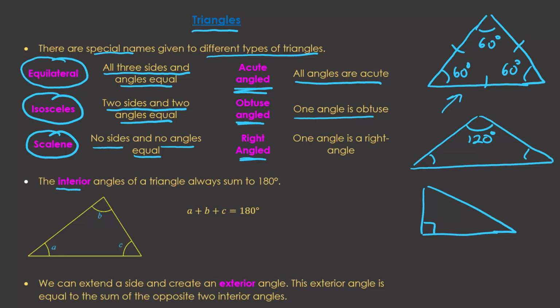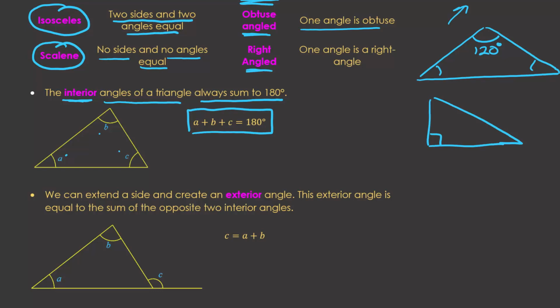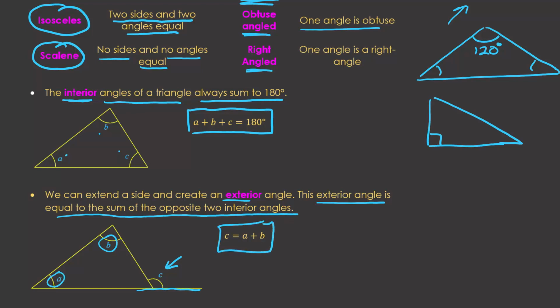I mentioned this a few times, but the interior angles of a triangle always sum to 180 degrees. So if we call them A, B and C, as I have in the diagram here, A plus B plus C is equal to 180 degrees. Now a useful trick here is that if you extend the side of a triangle like I have here and create an exterior angle, such as this angle here called C, that exterior angle is equal to the sum of the opposite two interior angles, so those two over there. C is equal to A plus B.